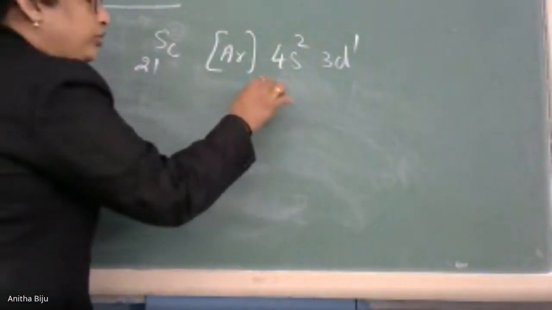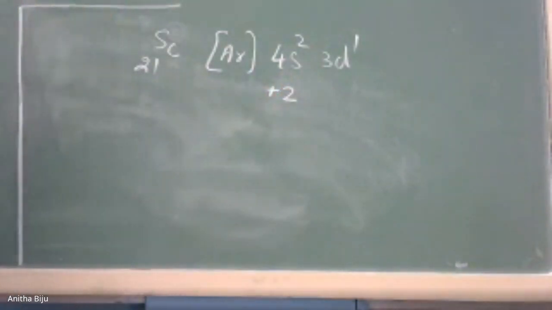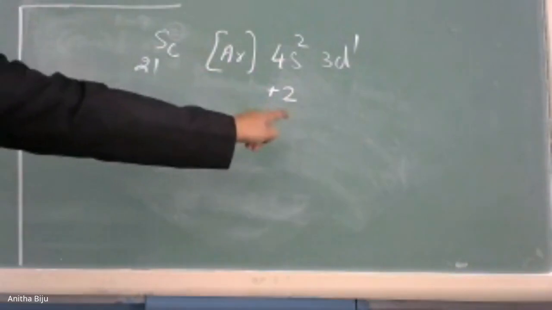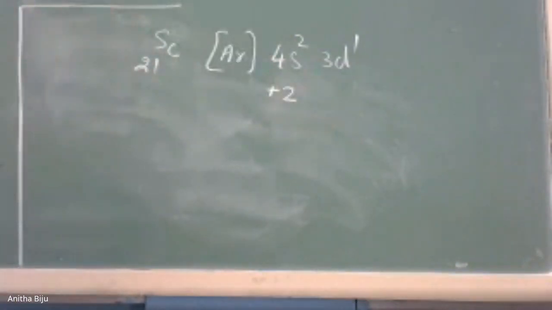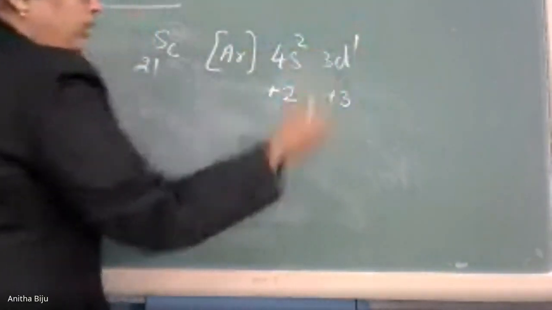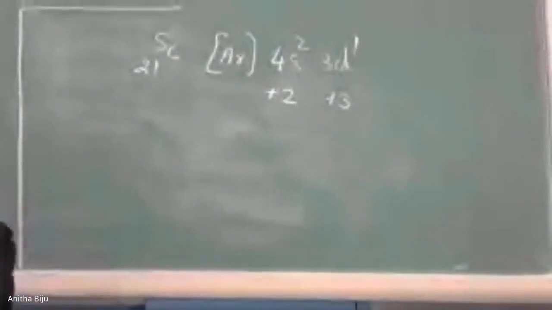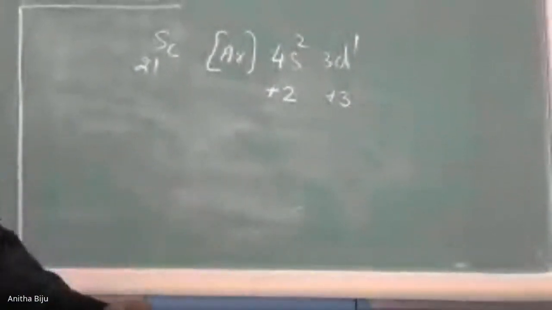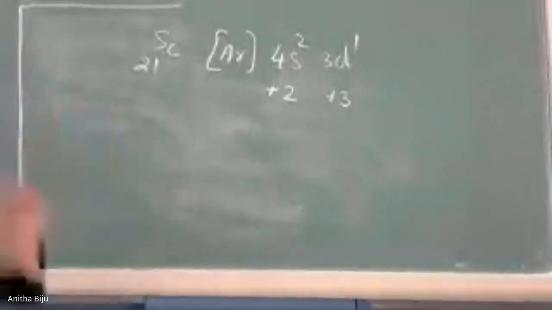So the first oxidation state shown by scandium is +2. In the second case, all three electrons enter into chemical reaction, along with one more electron. So its oxidation state is +3. So scandium is capable of showing two oxidation states: +2 and +3.